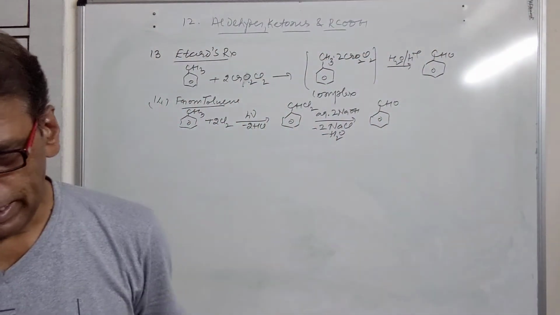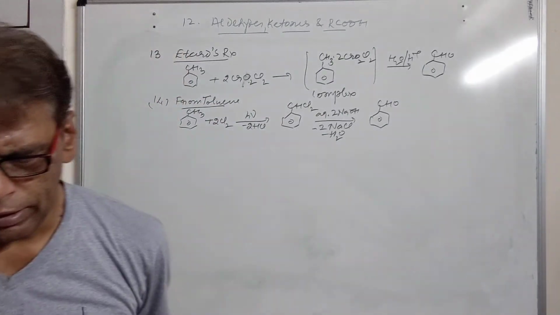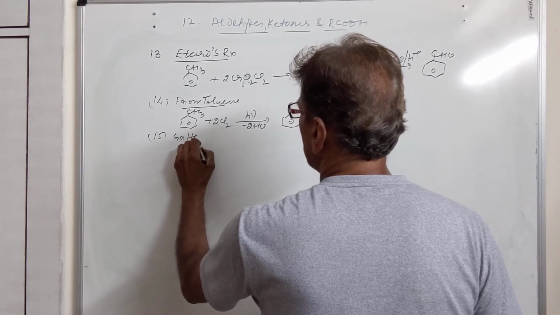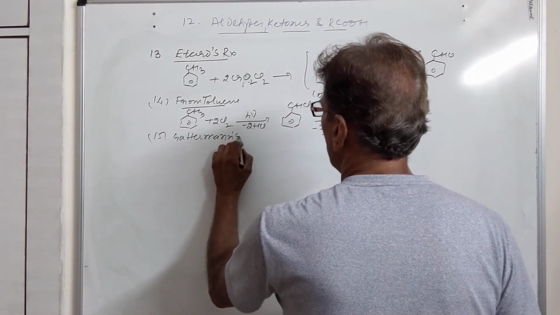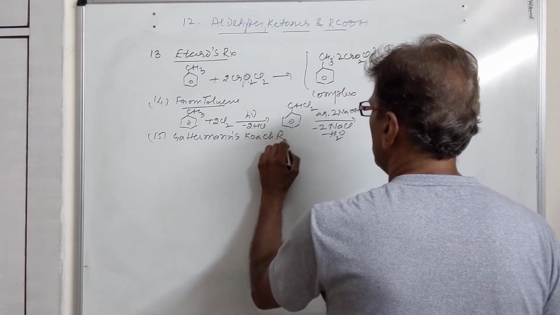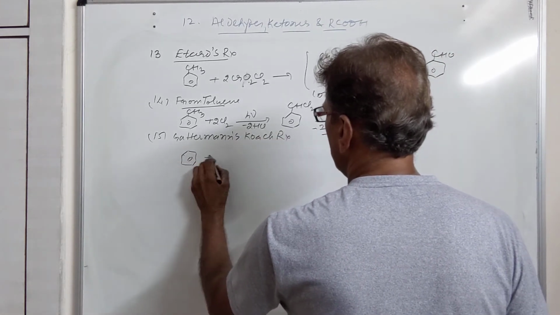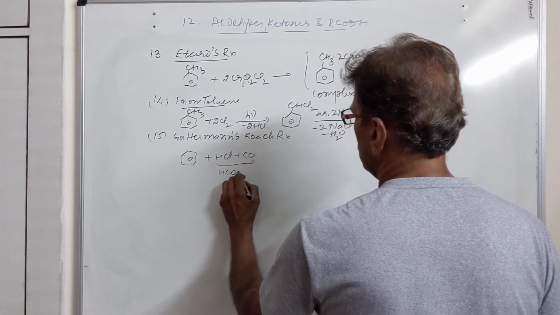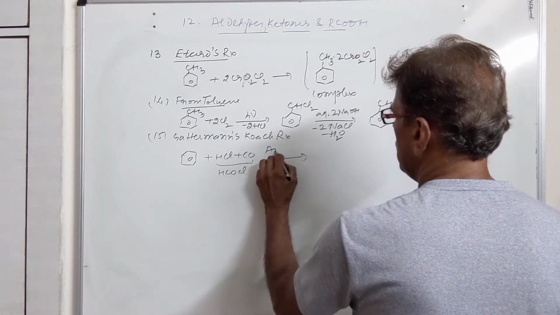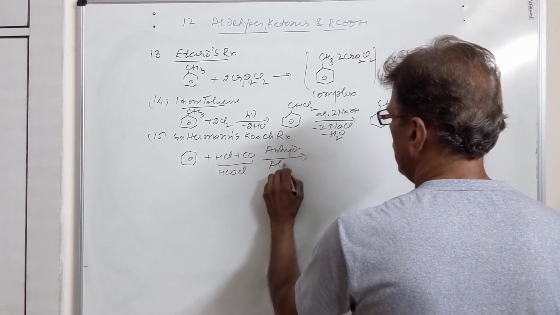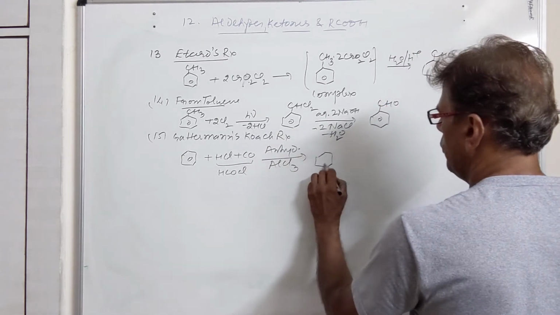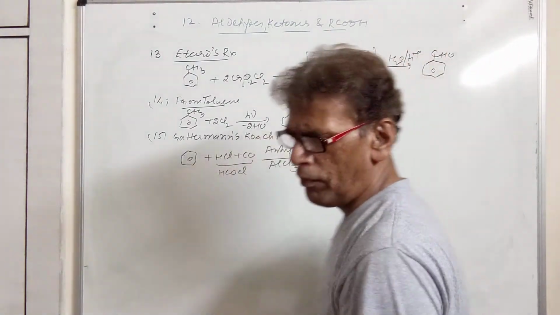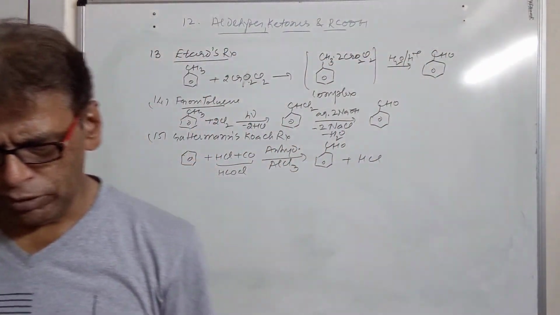Then we have the Gattermann-Koch reaction that involves the treatment of benzene. This is the Gattermann-Koch reaction. Treatment of benzene with HCl and carbon monoxide produces HCOCl, which combines in the presence of anhydrous AlCl3 to give you C6H5CHO plus HCl. So we get benzaldehyde from this method.